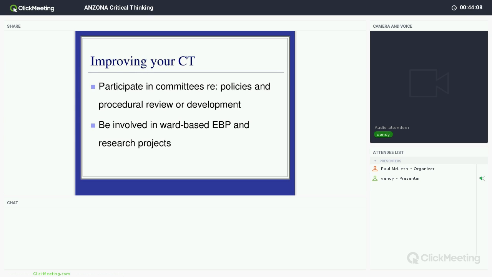Okay, some other ways to improve your critical thinking: participating in committees. For example, we talked about policies and also procedural reviews or development. Through being involved with that, you can put in what you think is really going to work with your expertise. Be involved with ward-based, evidence-based practice and research programs as well.